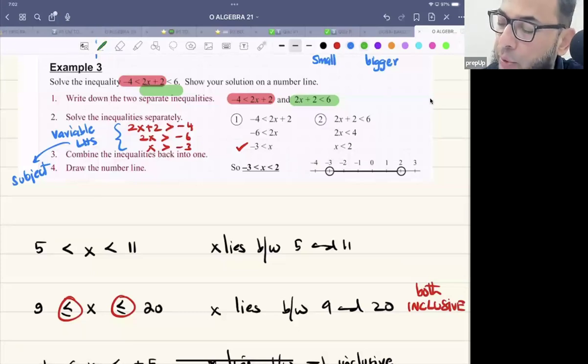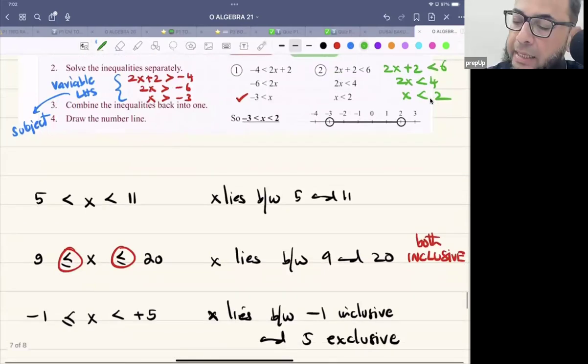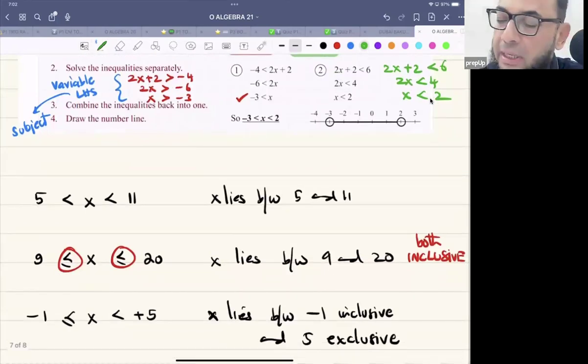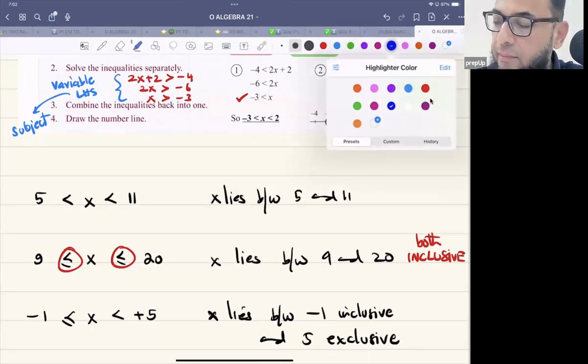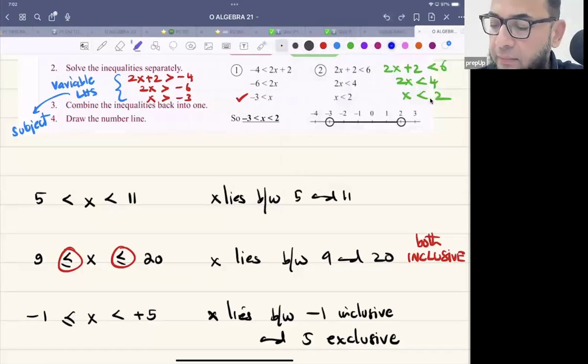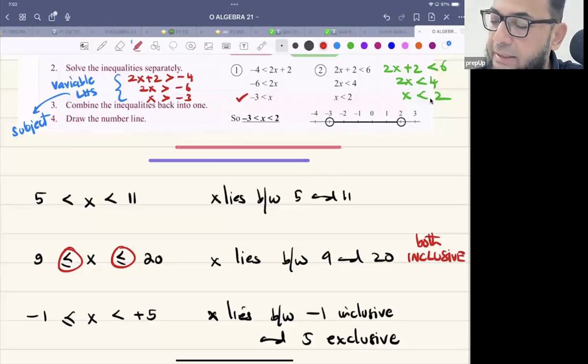2x plus 2 is lesser than 6. So 2x plus 2 is lesser than 6, and 2x is lesser than 4 and x is lesser than 2. So now if I draw it on a number line, hold for a second. If I draw this thing on a number line, I can draw it like this, not that thick. And let me write greater than -3 and lesser than 2.